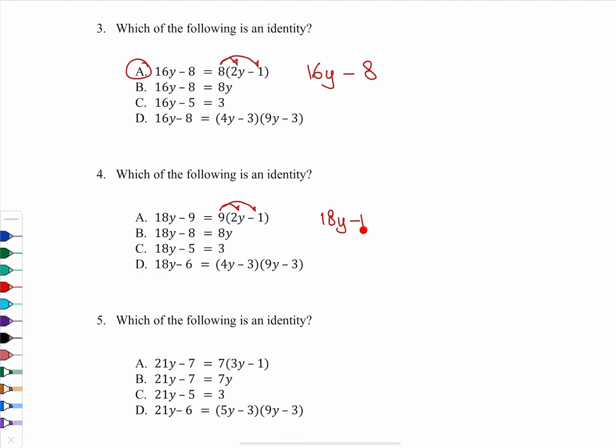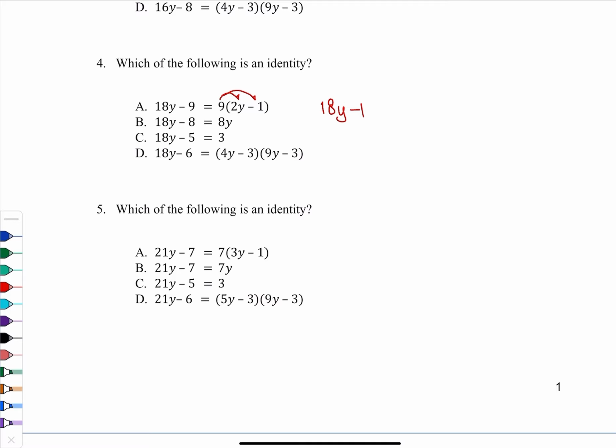Now you can't combine these two together because this one has y, this one does not. They're not the same thing. They don't have the same terms. They're not like terms. Continue.